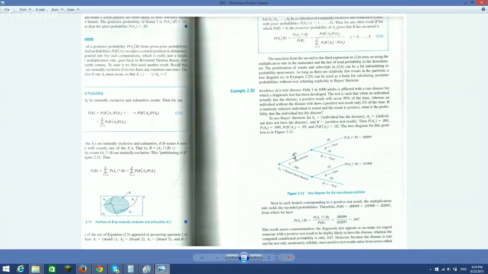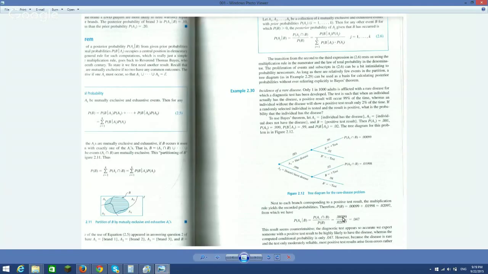So 1 in 1,000 means that there's a 0.001 probability of them having the disease and a 0.999 probability of them not. Multiply that by 0.99, and you get 0.00099, the probability that they have the disease and tested positive. Now also, you have to calculate the probability that they test positive but do not have the disease, which in this case is 0.01998. Add those two probabilities together to get the total likelihood of them testing positive, which is 0.02097.